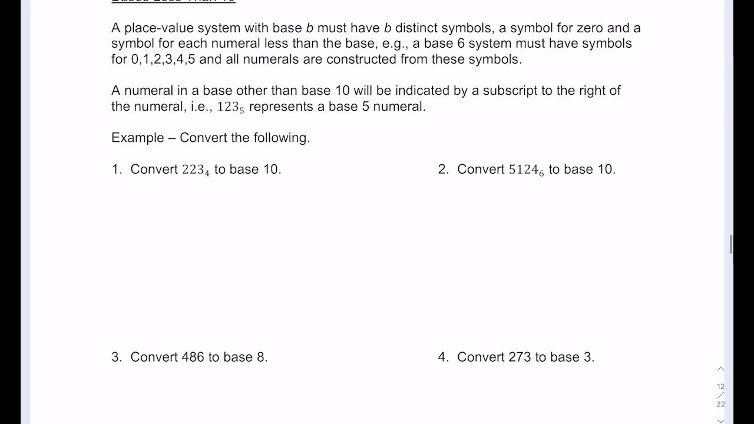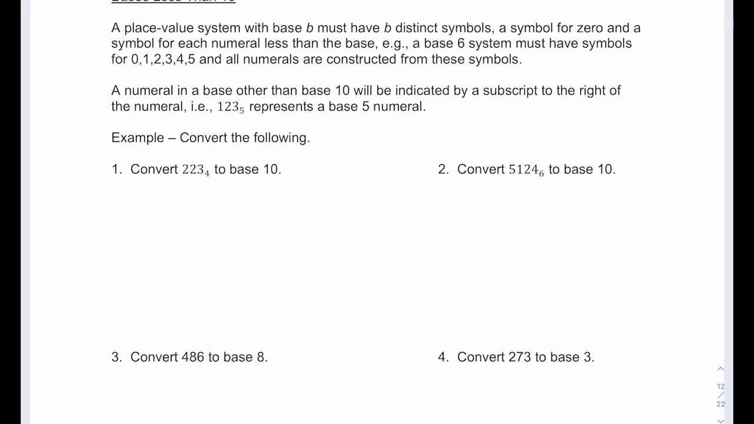Let's first talk about when bases are less than 10, okay? So a place value system with base B must have B distinct symbols. That means a symbol for each numeral less than the base. So for example, if you were dealing with a base 6 system, you would have to have symbols for 0, 1, 2, 3, 4, and 5. Okay, and all the numerals are constructed from these symbols.